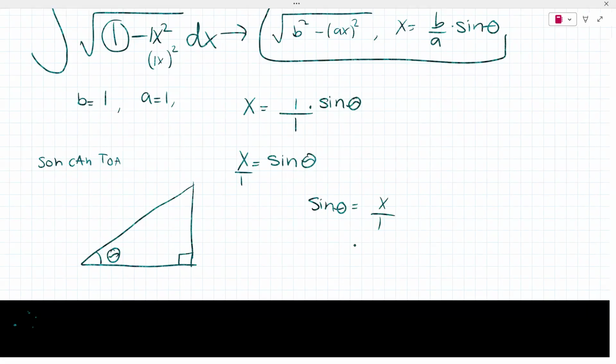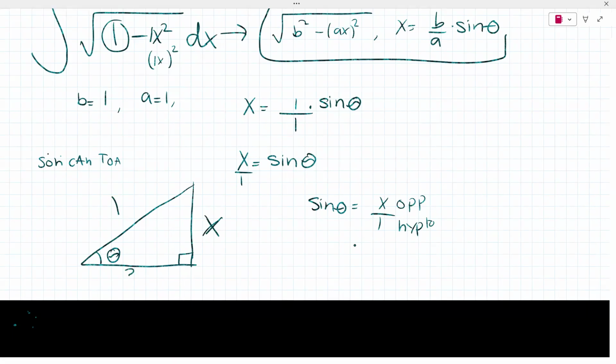So what is sine theta according to SOH CAH TOA? Sine is opposite over hypotenuse. So this x is your opposite. This one is your hypotenuse, right? So here's your theta. Opposite is x. The hypotenuse is 1.